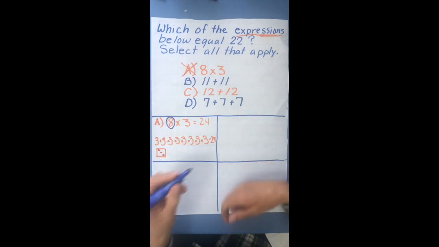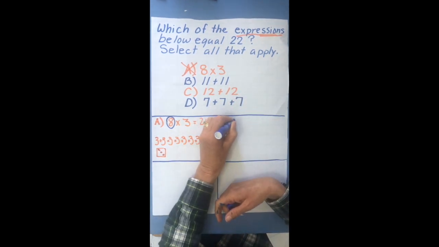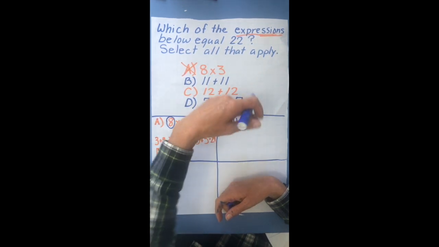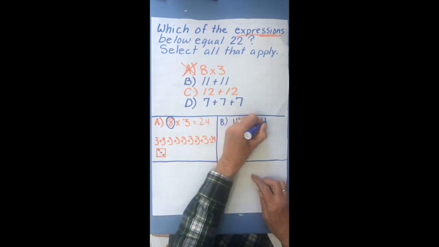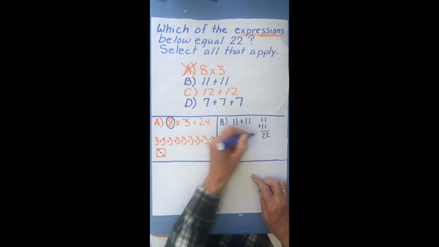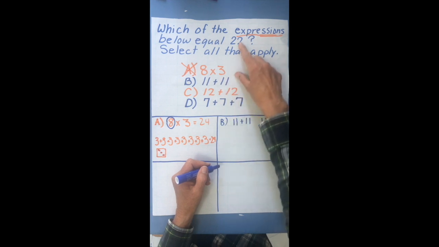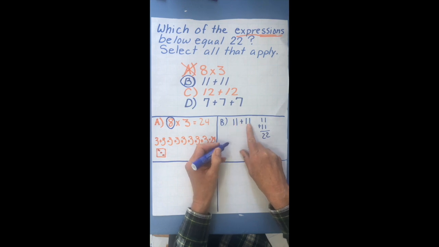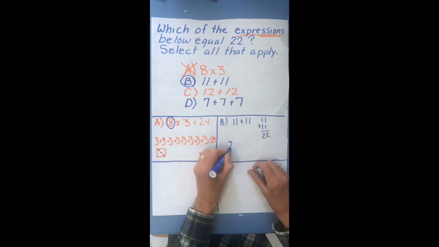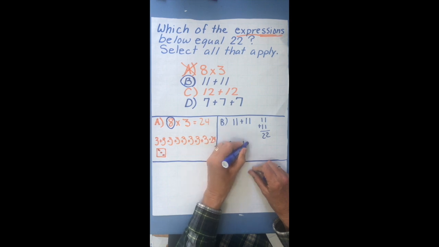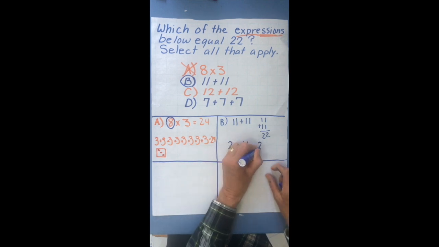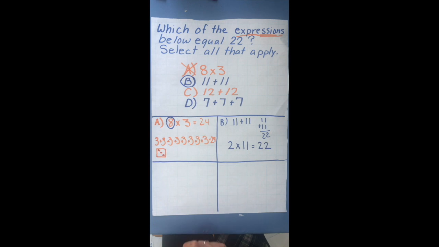B looks like we have repeated addition. So B is 11 plus 11. I don't like solving problems horizontally. I like solving them vertically. So I'm just going to solve this vertically. 1 plus 1 is 2. 1 plus 1 is 2. So this one is equal to 22. Yes, so I'm going to circle that one. That is correct. Now you could have also done this with multiplication, which might have been a little faster. Two groups of 11. And then if you knew your 11s, 11, 22, that would have been a lot faster. So either way is fine though.